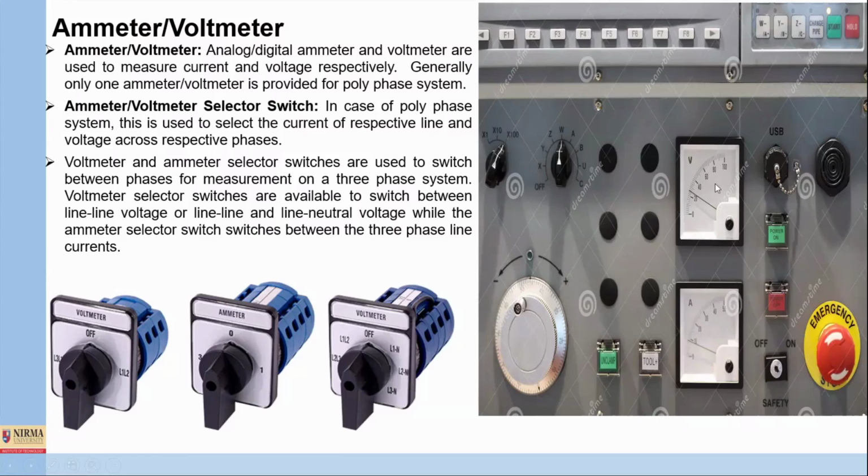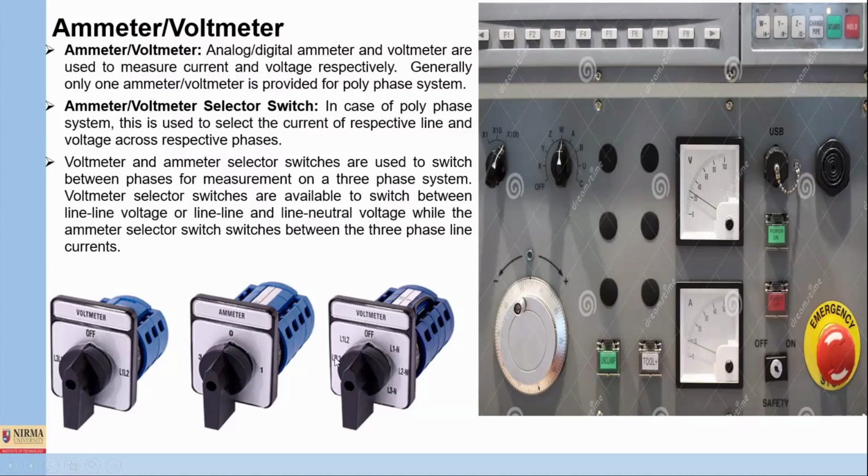While we need to measure the line to line voltage, suppose I want to measure voltage between line 1 to line 2. So I will just move this knob to this one. Just see, it is written L1, L2. So this point will help you to measure the voltage between line 1 to line 2, that is line voltage between 1 and 2. So that will be shown here.